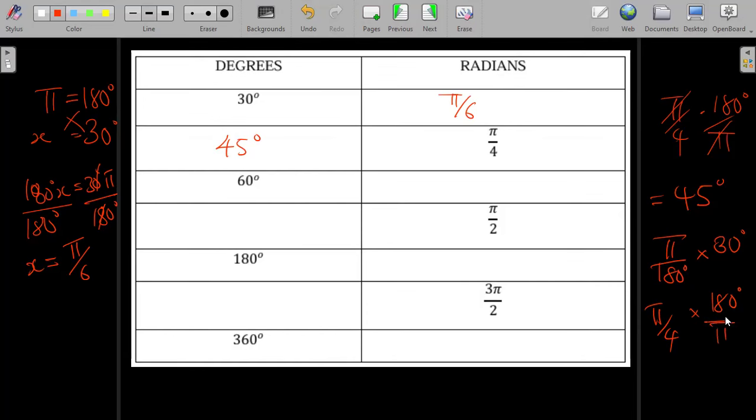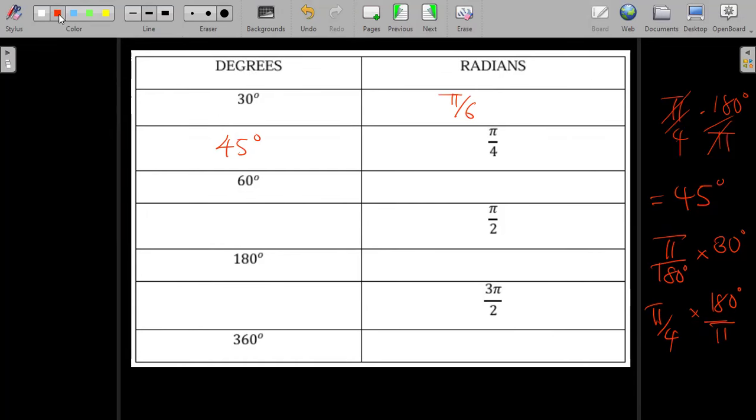Over pi, and that will give you your answer. So let's do the one which follows. So you have 60 there. We have 60 degrees, and how do we convert that there?